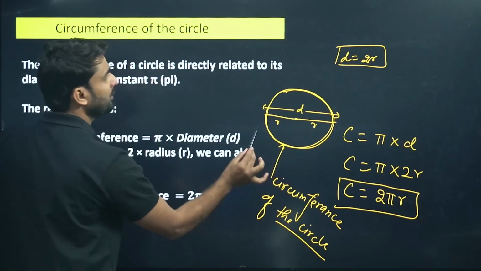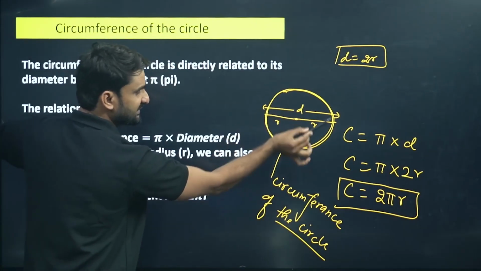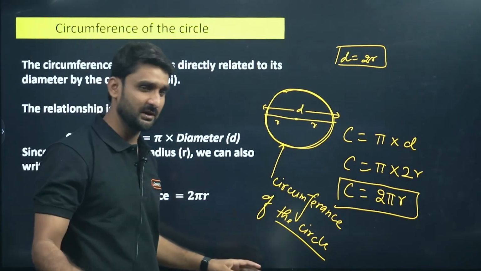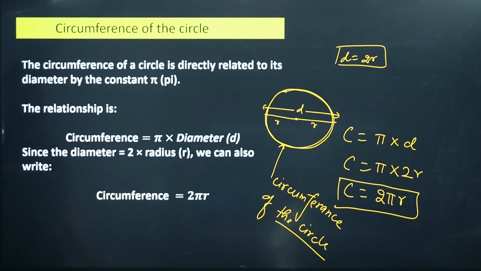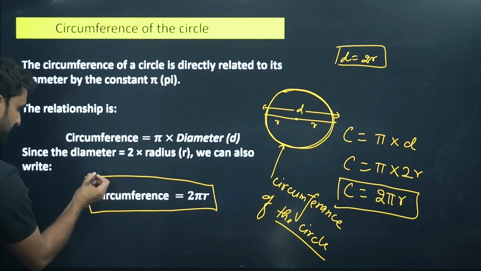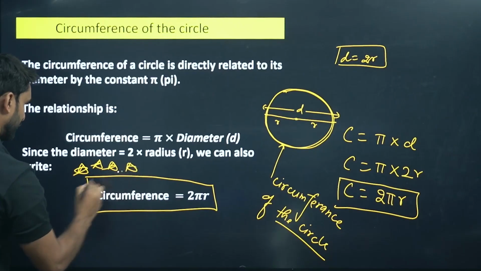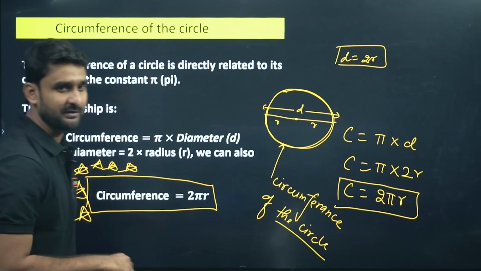If you want to calculate the length of this boundary, the length of the circumference of any circle, smaller, bigger, larger, whatever the circle, you are going to use this formula here, right? This is the circumference of the circle. It is very important to calculate the length of the boundary of any circle. We are going to use this formula: circumference equals 2 pi r.